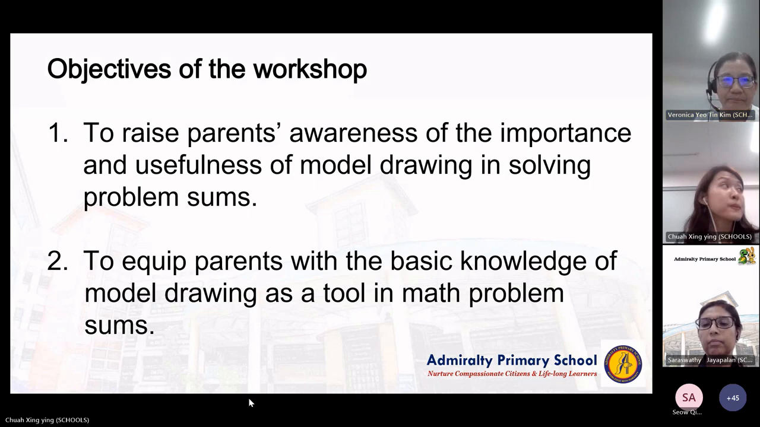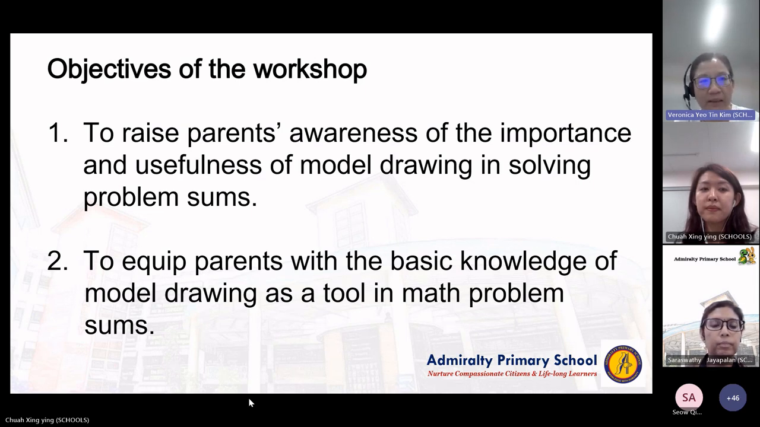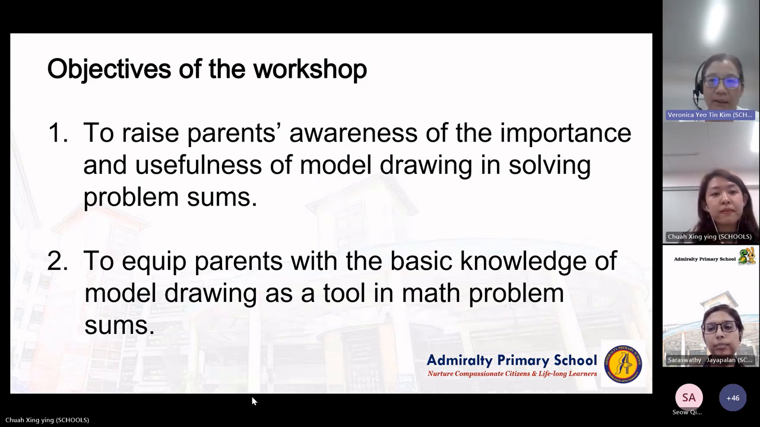Okay, first of all, I'm going to set the objective and the intention of this workshop. This workshop is to raise the parents' awareness of the importance of model drawing in solving problem sums.